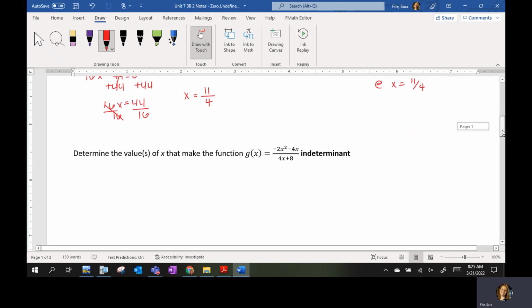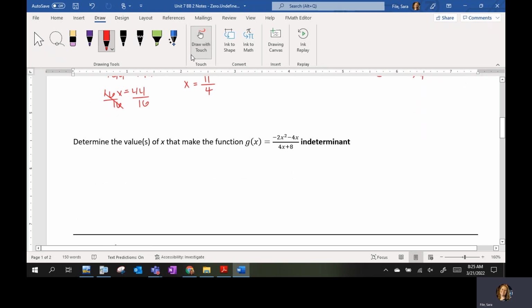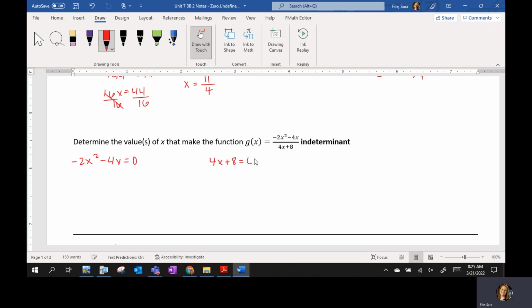Both the numerator and the denominator have to equal 0. So I'm going to set both equal to 0 and solve separately. So I'm going to set the numerator equal to 0. And then I'm going to set the denominator equal to 0. I'm going to solve both of these, and I'm going to figure out, is there an x value that is the solution to both of those?